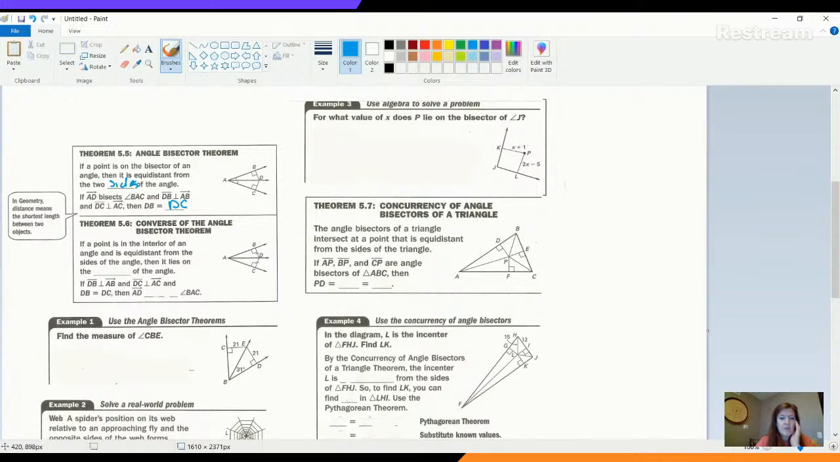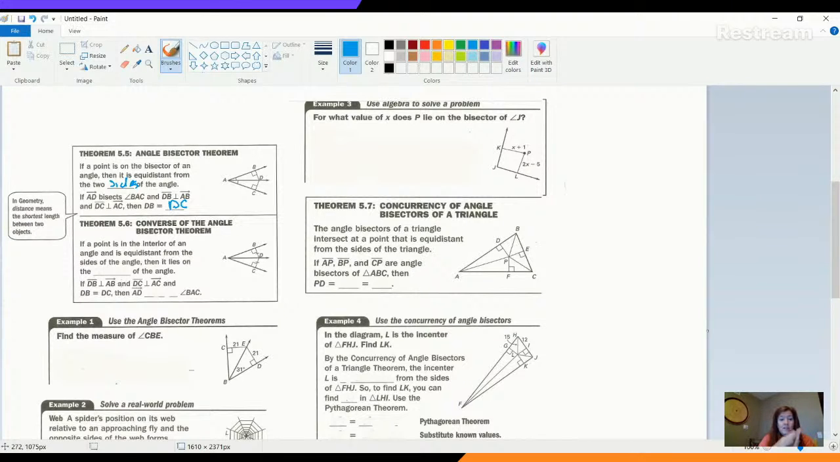Okay, so pretty straightforward, what we've already talked about before. And then you'll notice while I'm down here, we also have the converse of the angle bisector theorem. So converse means switch the hypothesis and conclusion, right? And so that's the same idea.